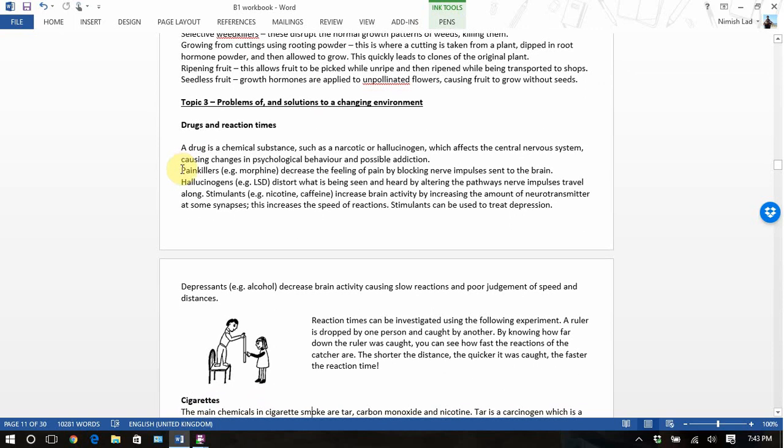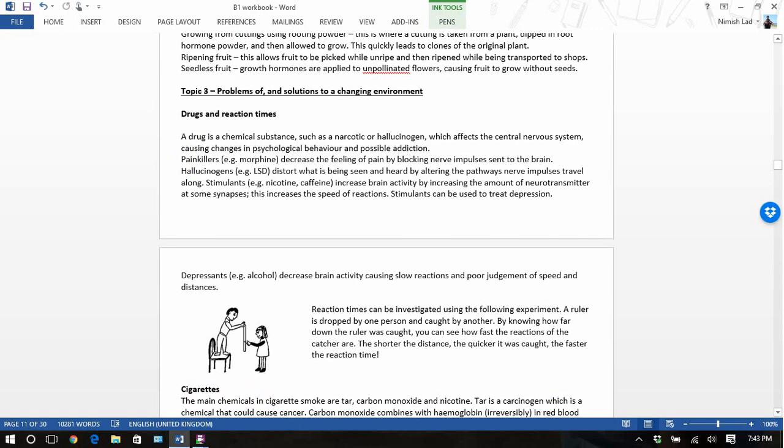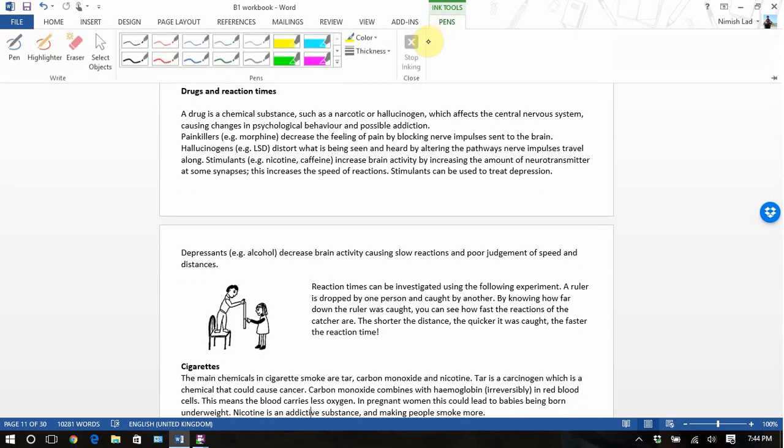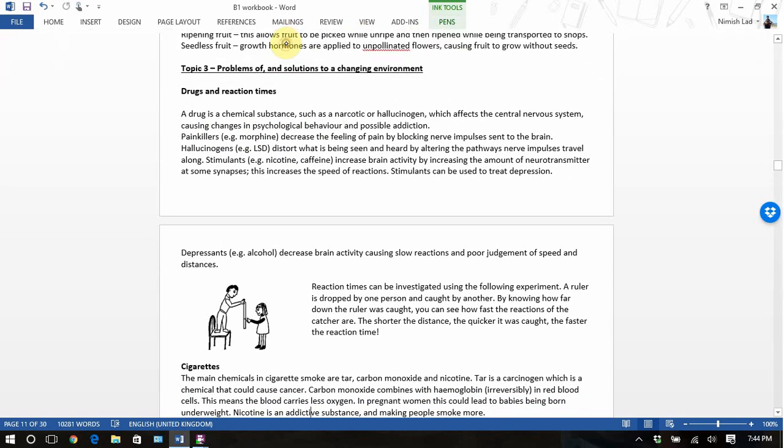So a drug is a chemical substance such as a narcotic or hallucinogen which affects the central nervous system, causing changes in psychological behaviour or possible addiction. So a drug is something that causes a change in behaviour or addiction. That's the definition of a drug. So that has come up a couple of times in the past. Define a drug, and that's what you need to do.